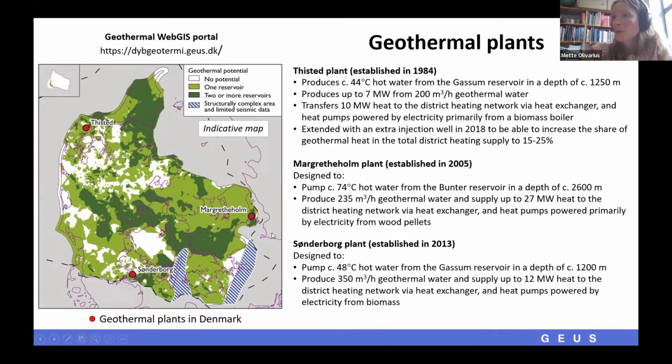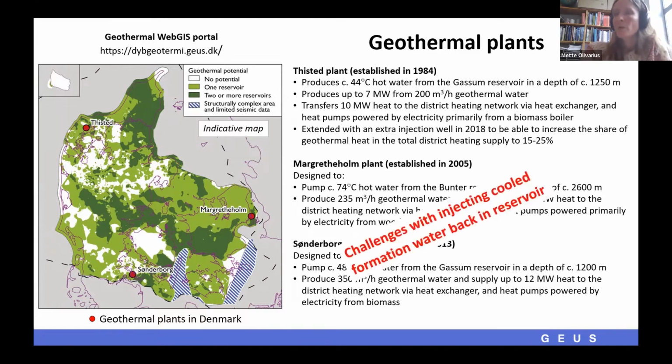And when you look at the Margrethe plant, it's much hotter water because it has been drilled to a deeper reservoir lying below the Gassum, which is the Bunter reservoir, at 2.6 kilometers depth. And then the last plant is again at this shallow Gassum, although in some places the Gassum can also be very deep due to this differential burial.